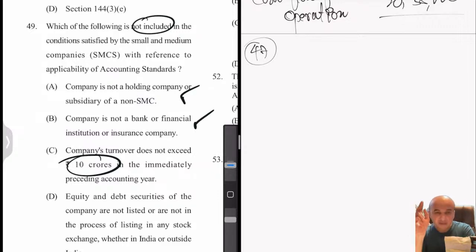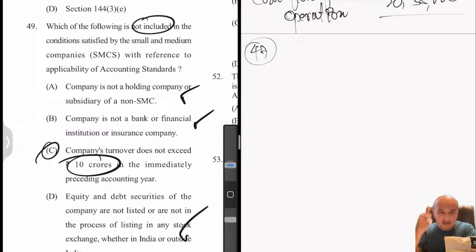Then the company's turnover should not exceed 250 crores in the immediately preceding accounting year. But in the options they have mentioned 10 crores, which is wrong. So this does not exist. Of course, if you look at the provisions related to applicability, there is one more condition about the company's borrowings, including public deposits, which should not exceed 50 crores at any time during the immediately preceding accounting year. And of course the last one being the company's equity or debt securities are not listed or not in the process of getting listed in any of the stock exchanges, whether in India or outside India. That means this condition is also there.